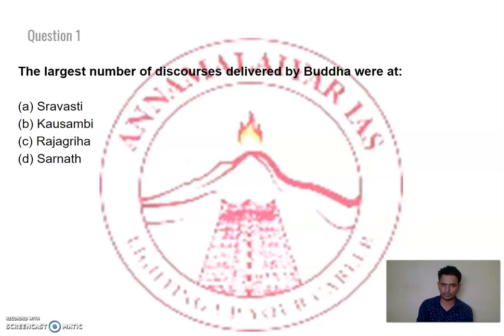The largest number of discourses delivered by Buddha were at option A, Shravasti, B. Kausumbi, C. Rajagriha, D. Sarnath. Right? So the largest number of discourses delivered by Buddha was at Shravasti. Buddha stayed in Shravasti for quite a long period of time after attaining knowledge. So that is why he gave largest number of discourses in this particular place. Right? Again, this can be very important for your preliminary examination.